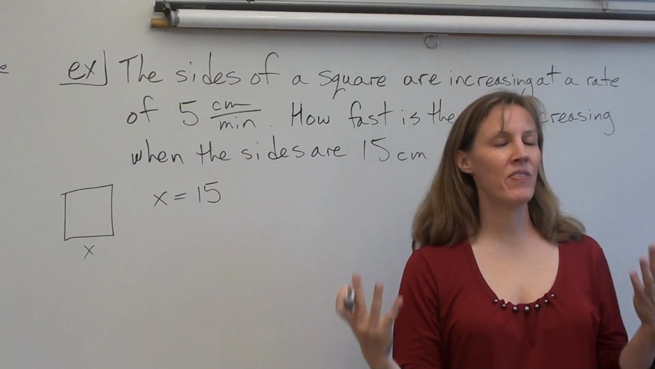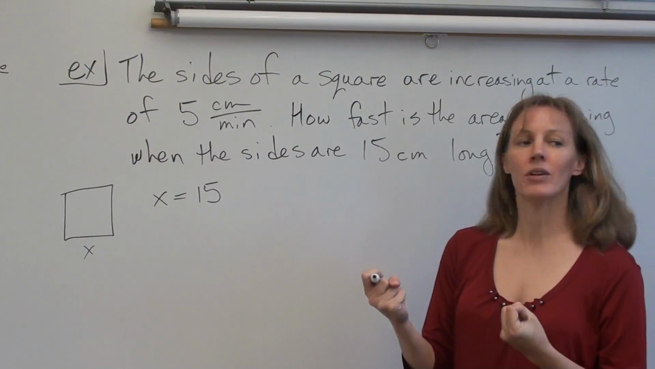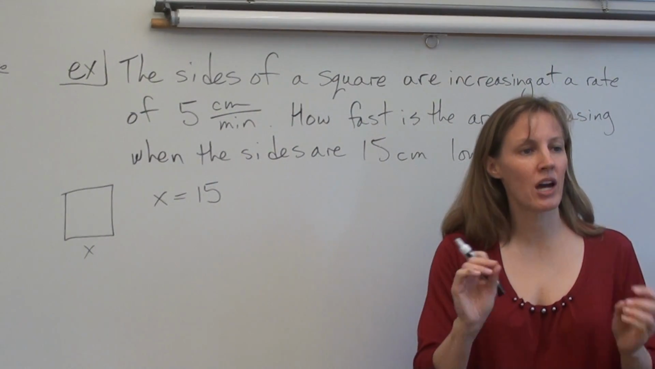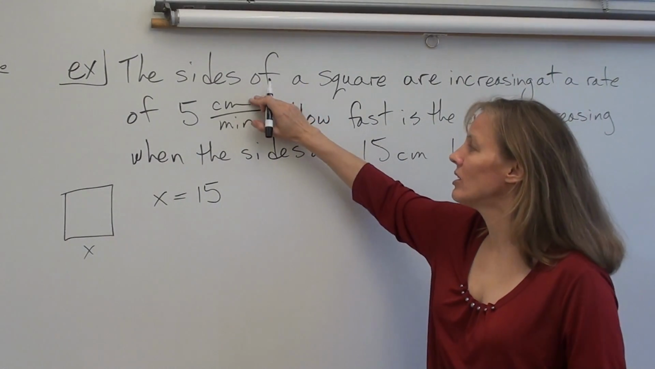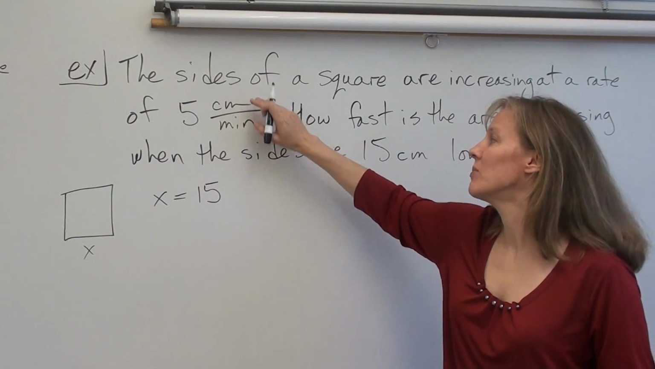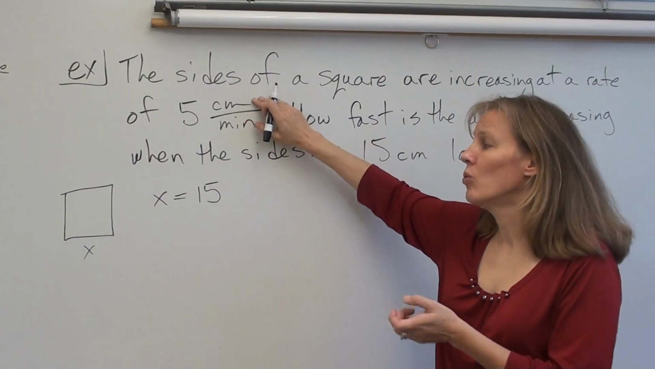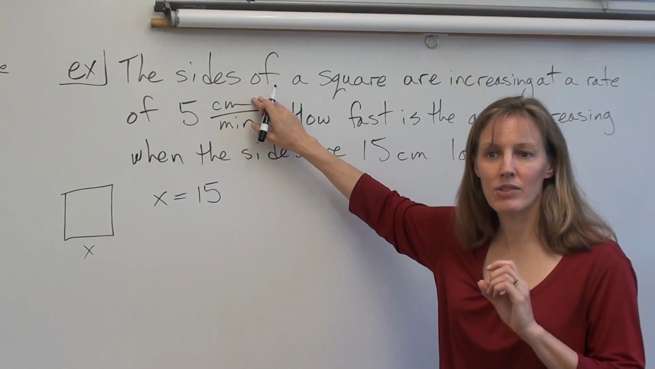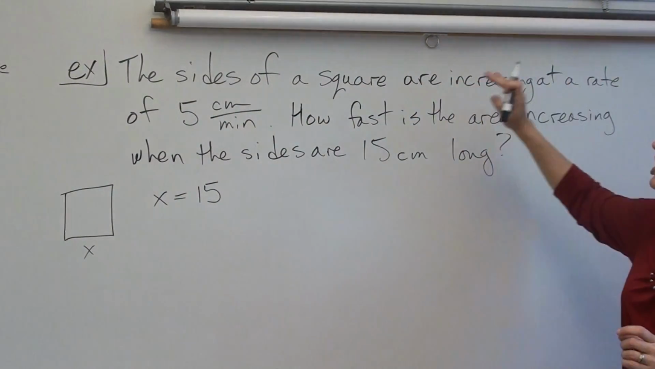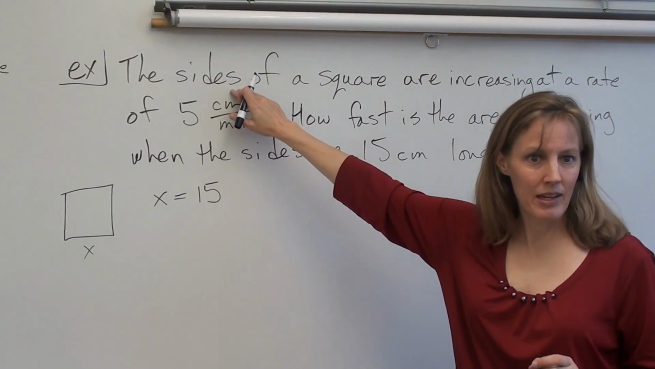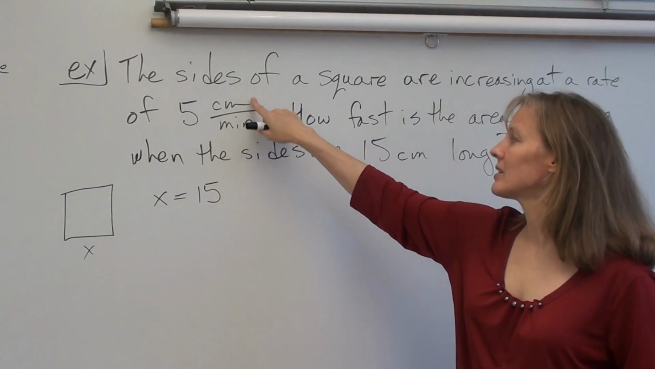So we need to figure out a way to write the rate of change of the side of the square. Now, you can let the units be your guide. We want to think about what variable is assigned that has a unit of centimeters, and then what variable is assigned or not assigned that has a unit of minutes. In this problem, what variable has a unit of centimeters? X. And we're talking about the rate of change of the sides, right? And the sides are measured by x. So this is x. Minutes.